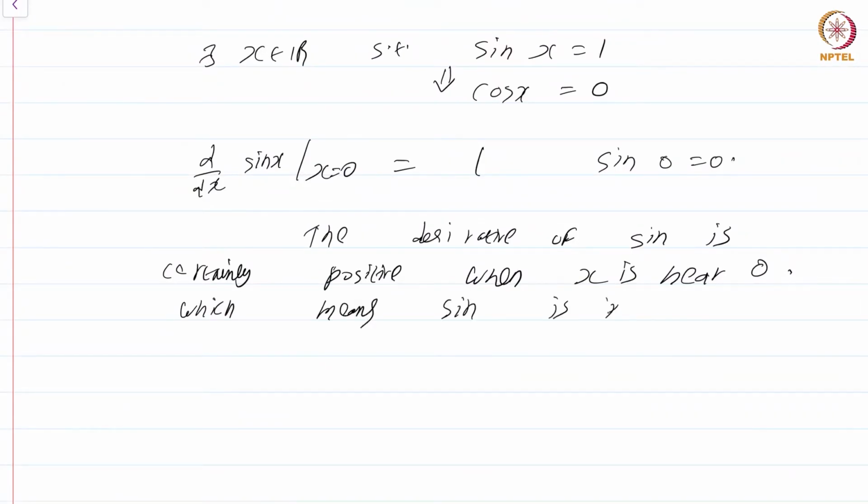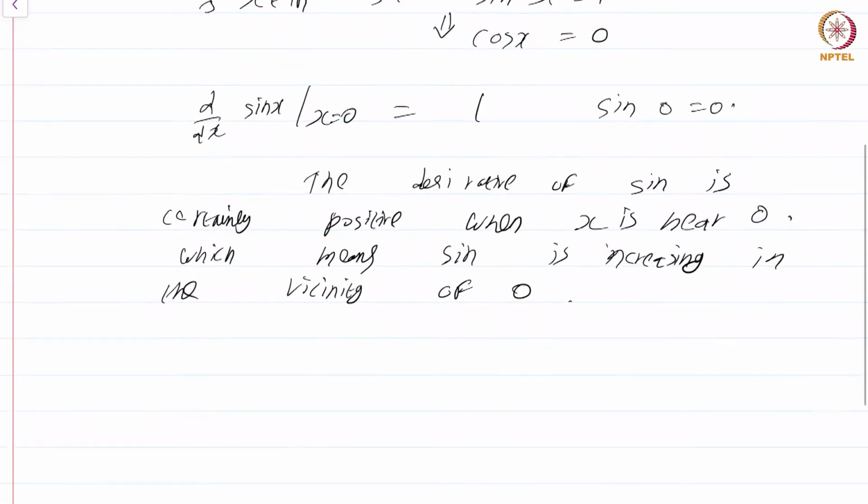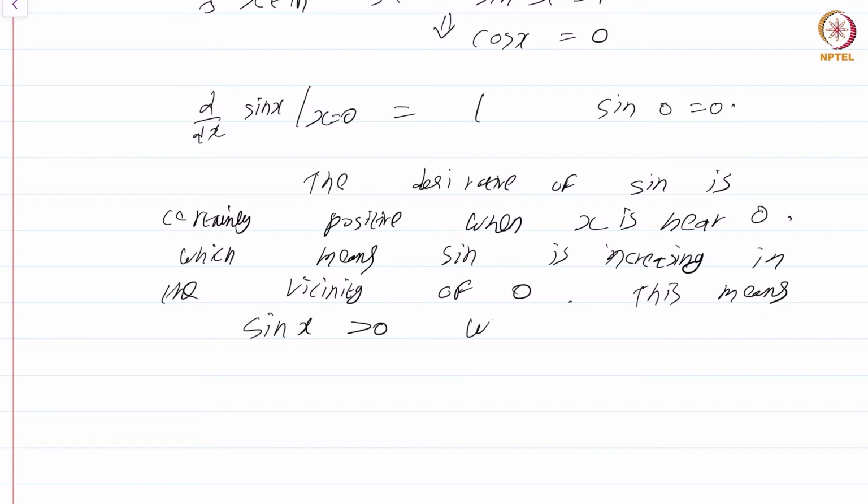in the vicinity of 0. So sine is going to be an increasing function near 0. This means sine x is greater than 0 when x is greater than 0 and x is close to 0, because sine 0 is 0 and sine is increasing. And therefore, sine x will be positive.